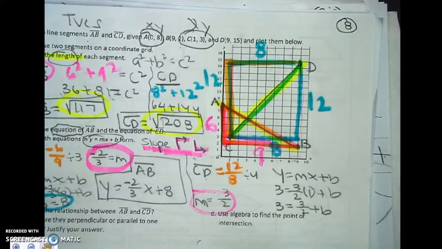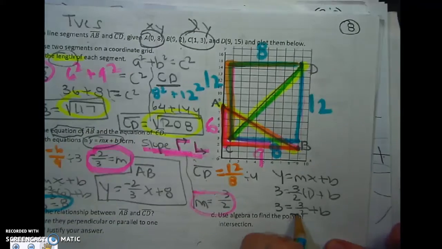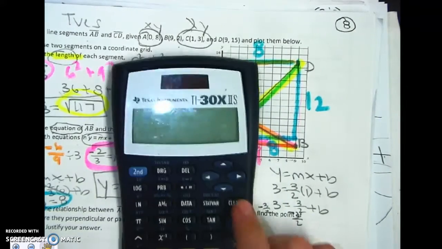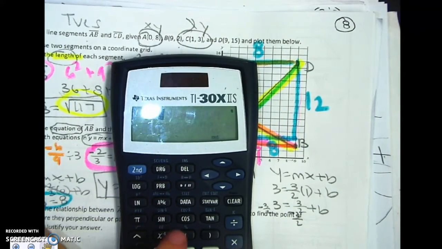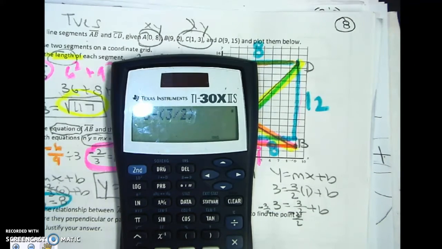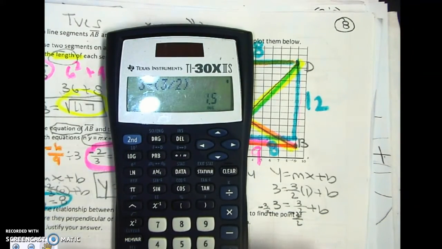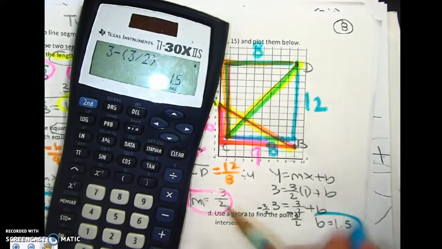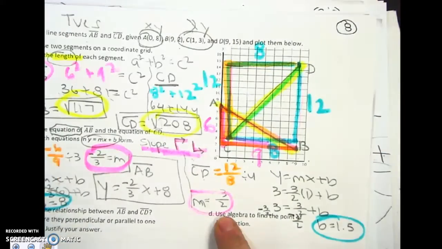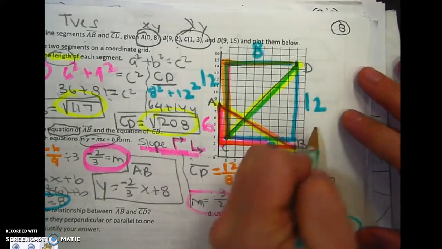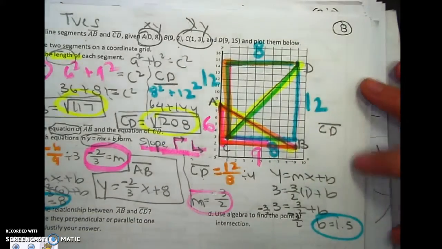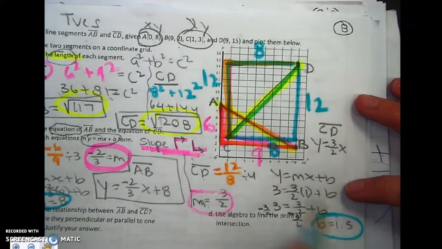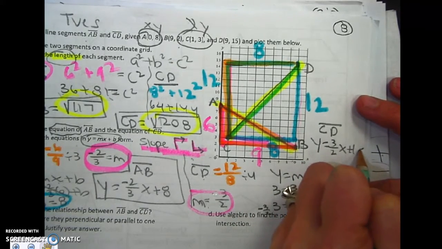And I'm going to go on my calculator because this one's annoying. Minus 3 over 2, minus 3 over 2. So in my calculator, I'm going to go 3 minus parentheses 3 divided by 2. Okay, enter, and I get 1.5. So b equals 1.5. I have my m, I have my b, now I write my equation. So for CD, my equation is y equals 3 over 2x plus 1.5.